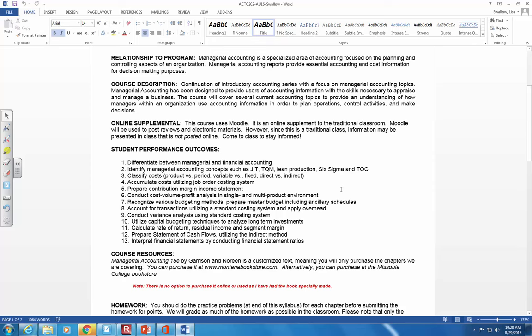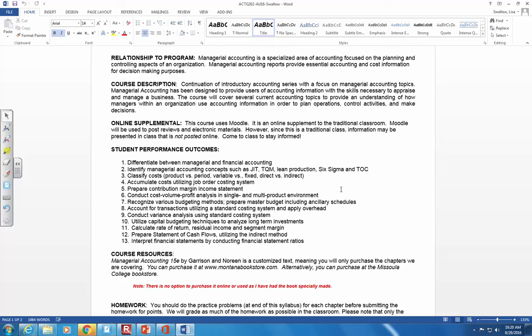So, relationship to program, we're going to talk about the difference today between managerial and financial. Your course description, I went over Moodle. Student performance outcomes, we have to have these in our syllabus, and what these are is when you come out of this class, these are the things that you should be able to do. And in order to ascertain that, you can be pretty much guaranteed that these are the things that I'm going to assess you on, I test you on.